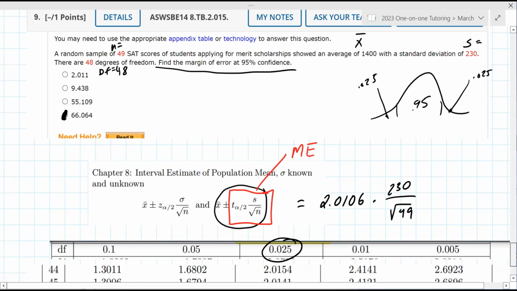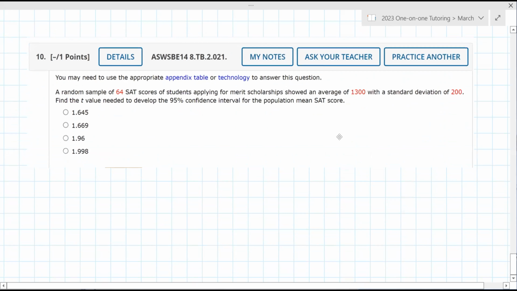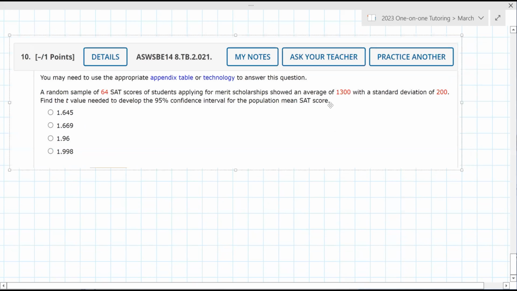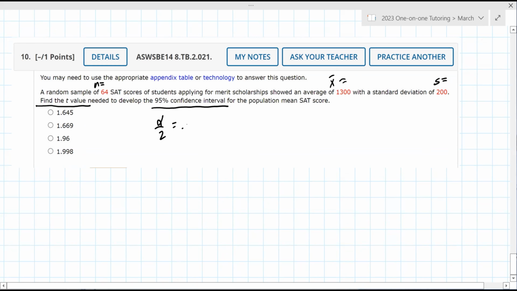All right, 10 here. Random sample of 64 SAT scores. That's N. Average of, that's X bar. Standard deviation of 200. Find the t-value. So we're just looking for the t-value this time. We're not actually looking for the margin of error for the 95% confidence interval. So again, that's alpha over 2 is 0.025. Degrees of freedom in this problem is n minus 1. That's 64 minus 1.